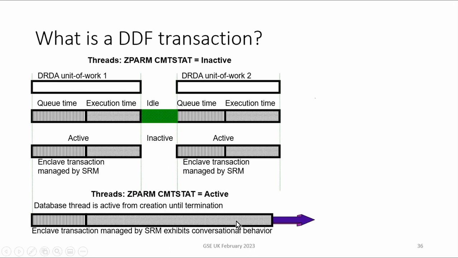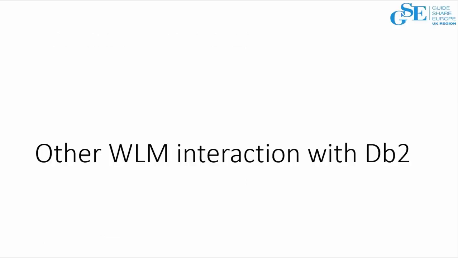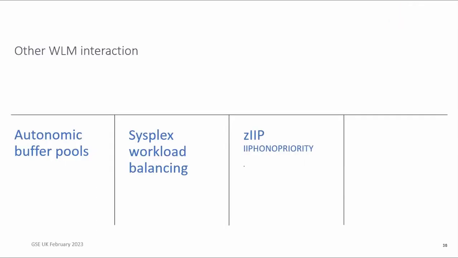And so for these, you really need to set velocity goals for high performance DBATs. Okay, I have a brief conversation about other WLM interaction with DB2.